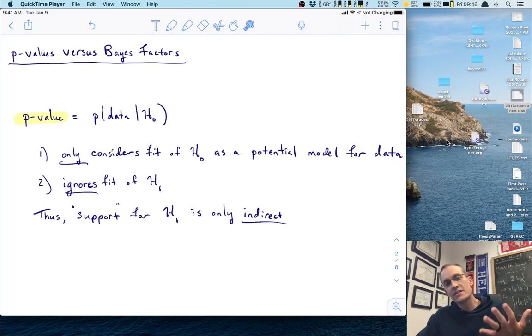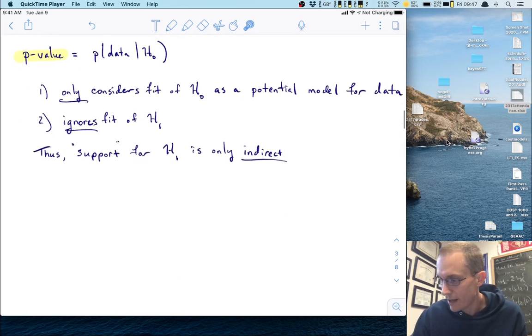And what that leaves us with is this slightly, I think, less than stellar position where our support for the alternative is only indirect. It's only support for the alternative because the null doesn't fit. Maybe the alternative doesn't fit either, right? But we never assess that with a p-value.